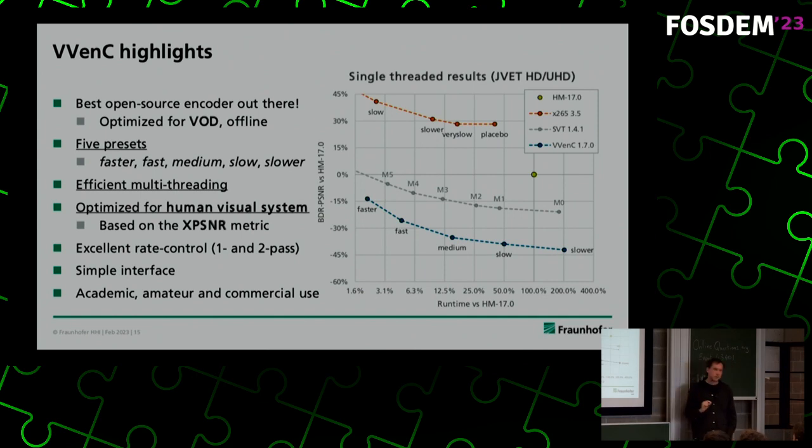We have really excellent rate control, with bitrate deviations rarely more than 2%, and almost never more than 5%. As I mentioned, simple interface, and this thing can be used for academic, amateur, commercial uses. The license really allows it all.